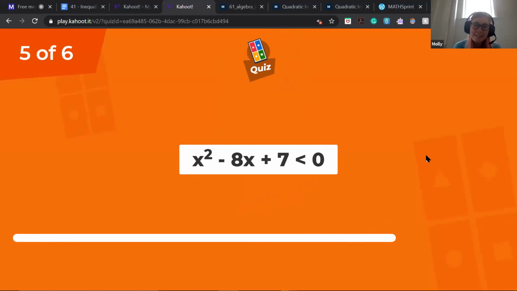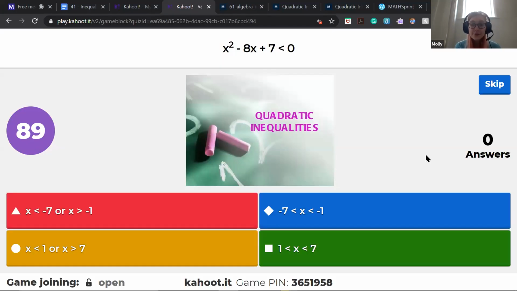Some quadratic inequalities. Remember, factorize it and find those critical values. Draw it. Even if you just find the critical values, you can narrow this down to 2. Are they -1 and -7, or are they 1 and 7? So give that a go. Try drawing it and see if you can work out which way it should be.